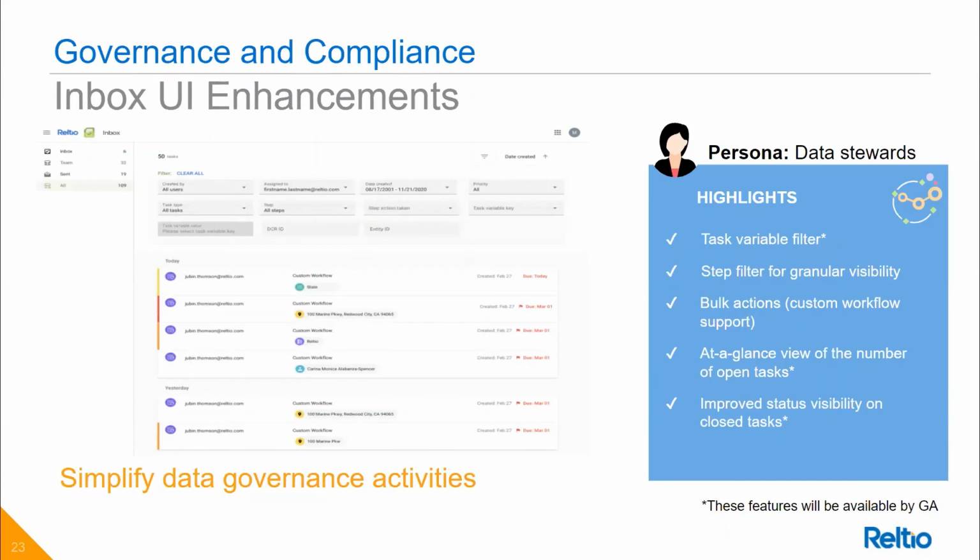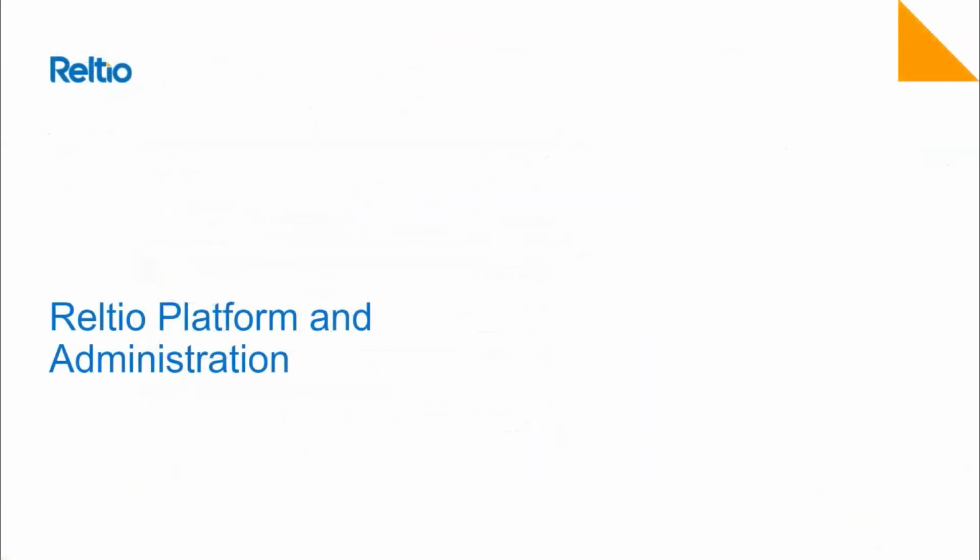So what this means is your data stewards now will be able to go to the closed DCRs and identify how many of them were approved versus how many of them were rejected. So you should see the step filter and the bulk action capability in your dev tenants as we activate the preview tomorrow, and the rest of the features that I talked about will be available by the general availability date, which is 16th of June. With that, I'll give it back to Prasad to take you through the platform capabilities.